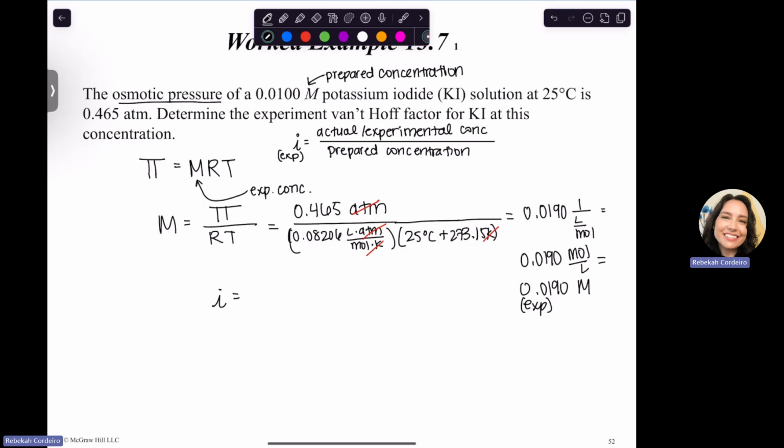So our i would be our actual concentration that we found from the osmotic pressure measurement over our prepared concentration, what we thought we had made. And we noticed that, hey, we have a bigger concentration than we thought because the particles broke down into pieces. So our i is 1.9 here. So my experimental van 't Hoff factor is 1.9 versus it should be 2 if it broke apart perfectly. It should be twice as much concentration there, but according to our osmotic pressure, we actually didn't get the perfect amount of potassium iodide separated. So I hope that makes sense.